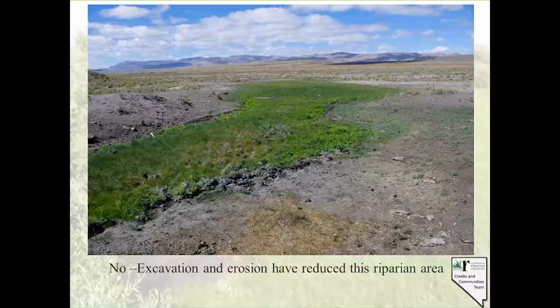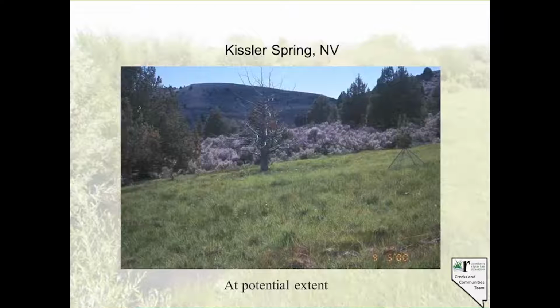So here's a site where we've actually gotten to potential extent through recovery. You can see the skeleton of the tree there showing that at some point the site had dried and allowed that tree to move in, but as the moisture recovered and moved the riparian vegetation back out and the soil moisture back out, that tree was then basically drowned out.